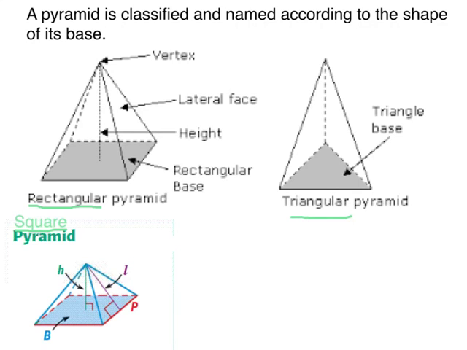So a pyramid is classified and named according to whatever shape its base is. If its base is a rectangle, it's a rectangular pyramid. If it is a triangle, it's a triangular pyramid. And if it's a square, it is a square pyramid.